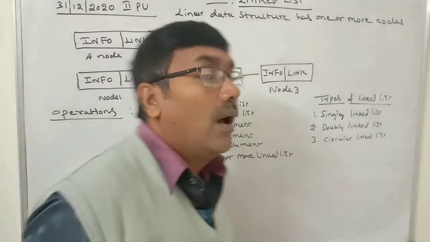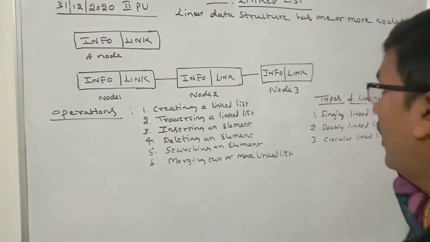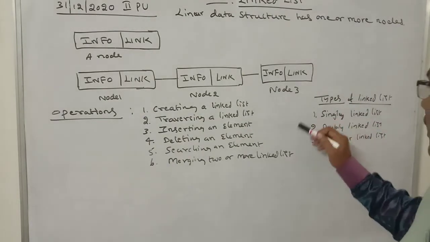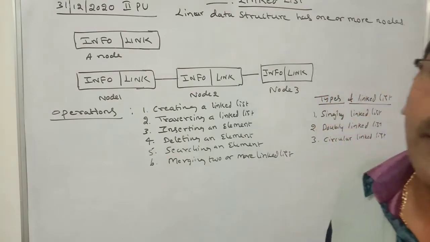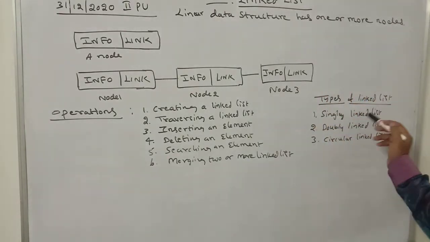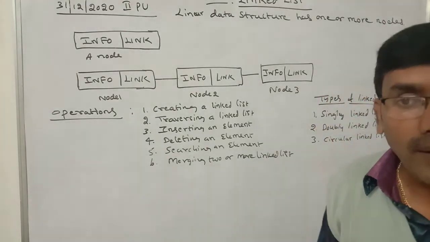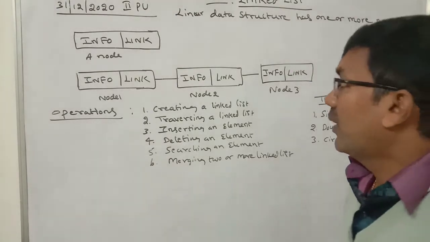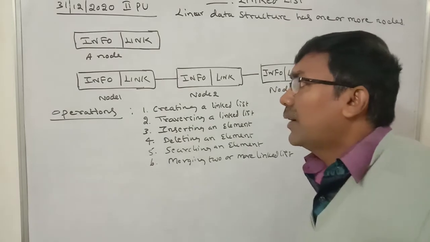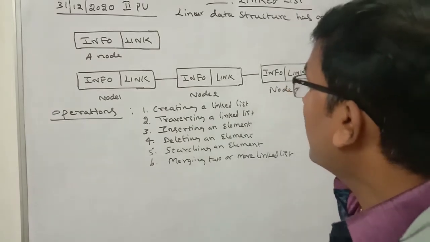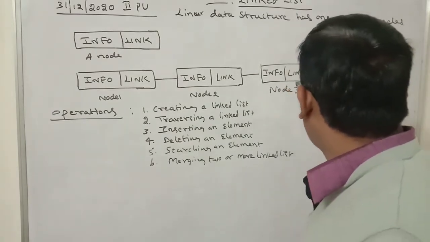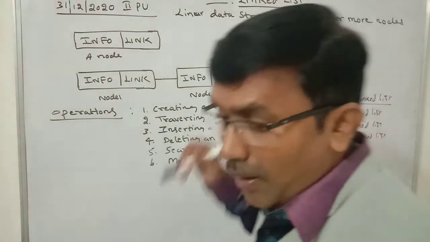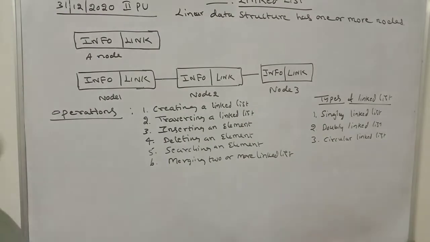Today we discuss the types of linked list. Yesterday I already told you, there are three types. One is singly linked list, another one is doubly linked list, and the third one is circular linked list. In a singly linked list, each node contains a link part, and the last link part is going to be the null part. Now we can modify this diagram for singly linked list.